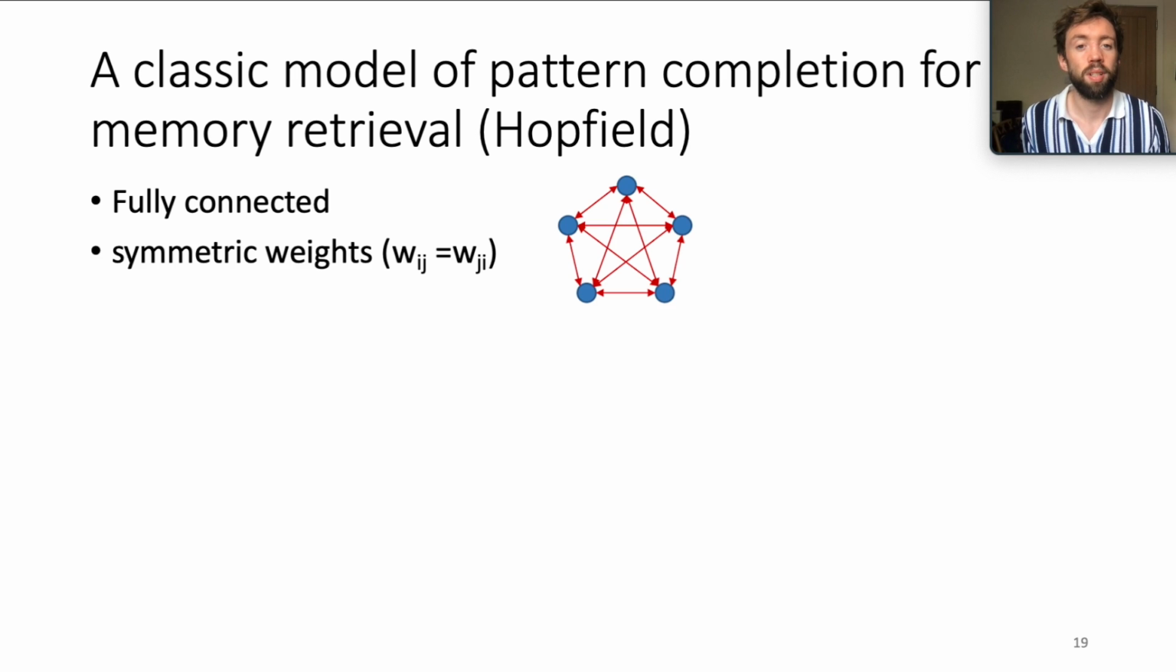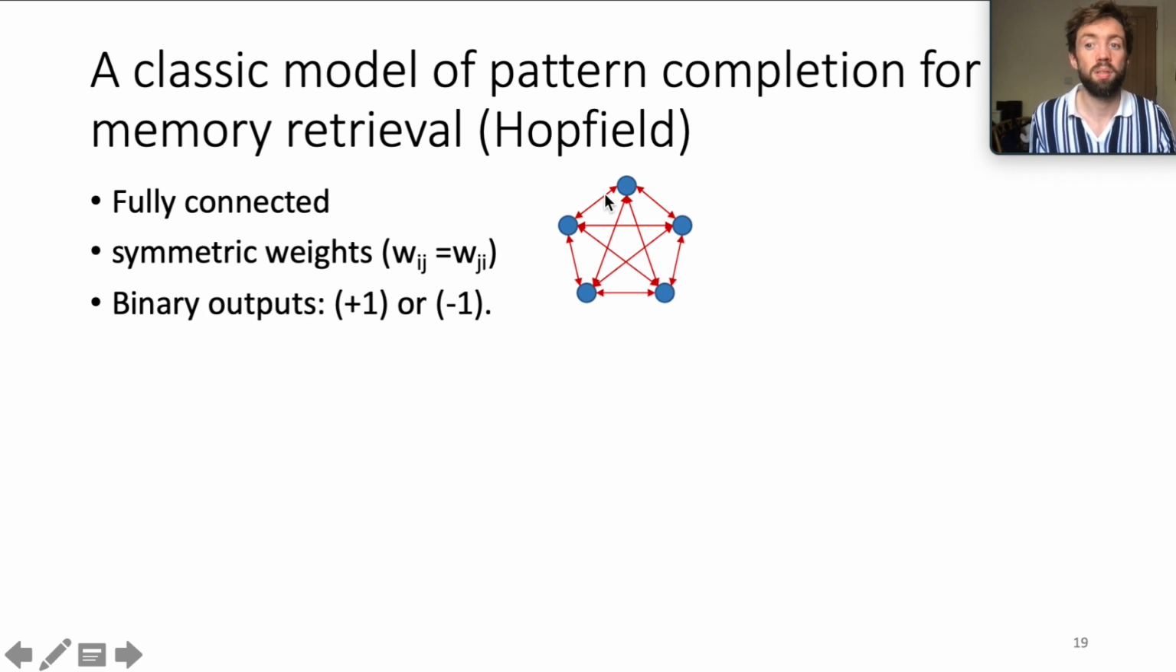It's got a fully connected set of neurons or units, and these units are connected by symmetric weights. So the strength of the connection from one neuron to another is the same as the connection in the opposite direction. The neurons or units in this network only output binary outputs. They use a +1 or a -1 here.